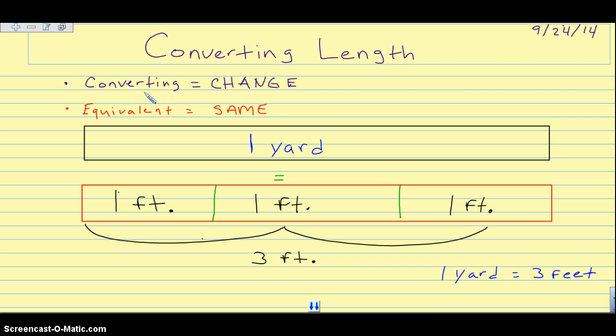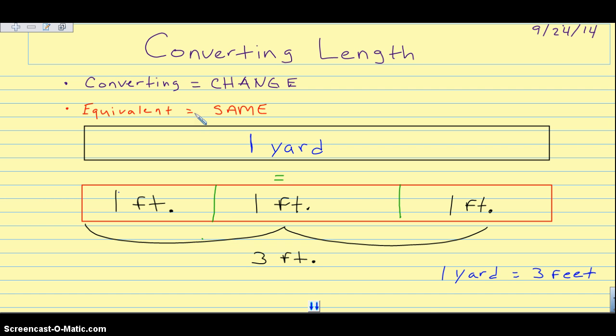First, this word converting just means to change. Now, if you're familiar with the movie Transformers, you kind of know how the robots start off as TVs, radios, electronic devices, and then they transform or change into the robots. So converting just means to change. Equivalent just means the same.